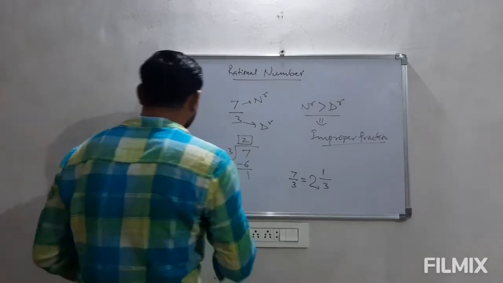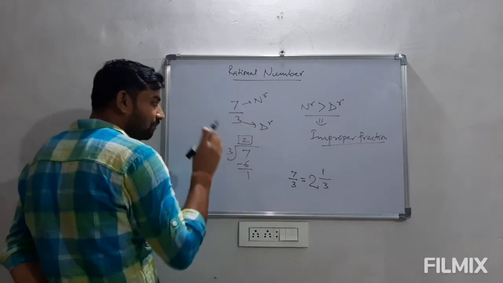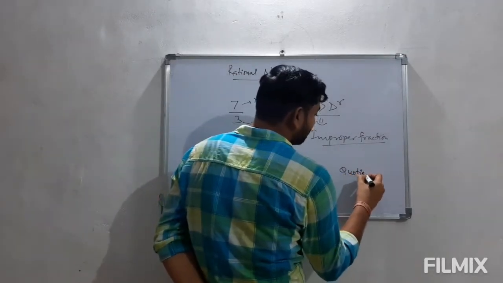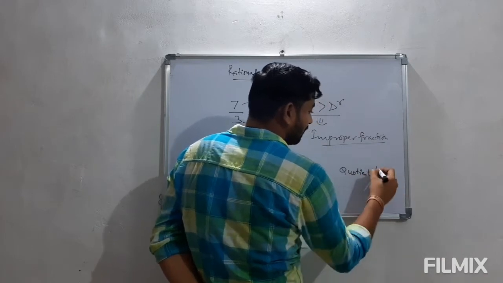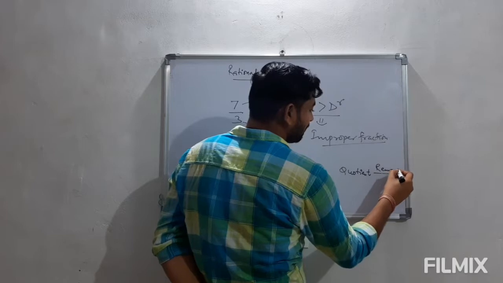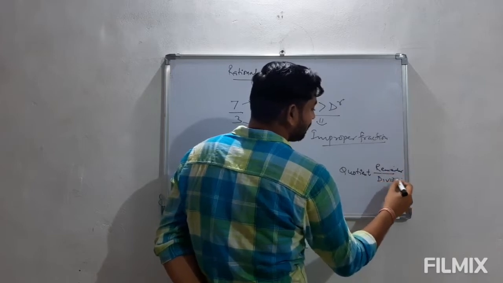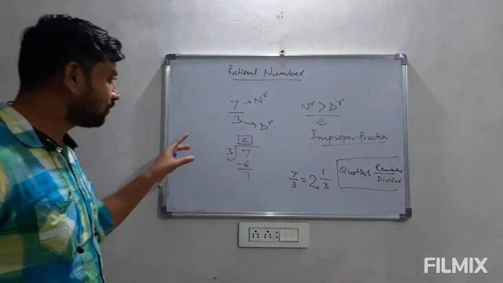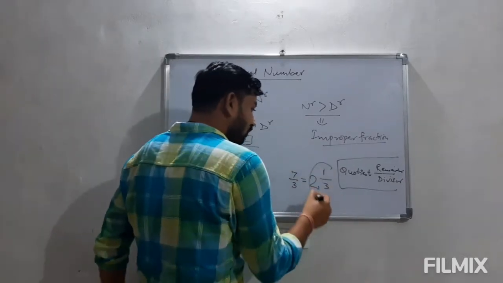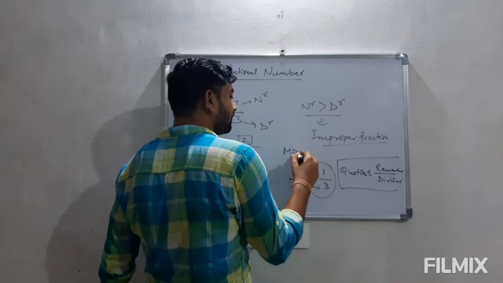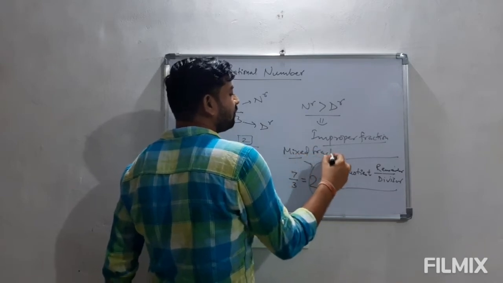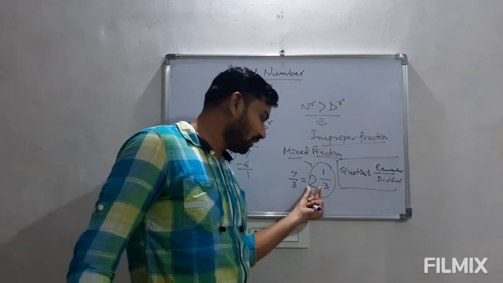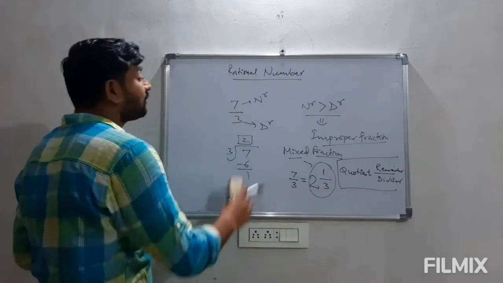In simple words, when we divide the numerator by the denominator, it can be converted into a mixed fraction by writing the quotient as the whole number, then remainder upon divisor. This will be the form in which we represent the improper fraction as a mixed fraction. So here 2 whole 1 by 3 is the mixed fraction, where this improper fraction can be represented so that it looks simpler. This is the whole number and this is the fractional part.